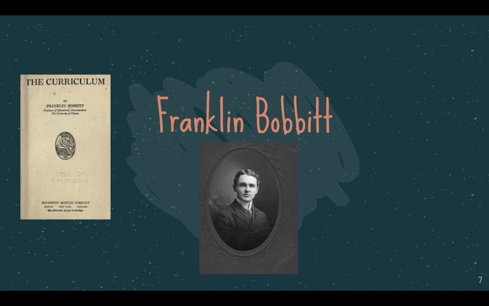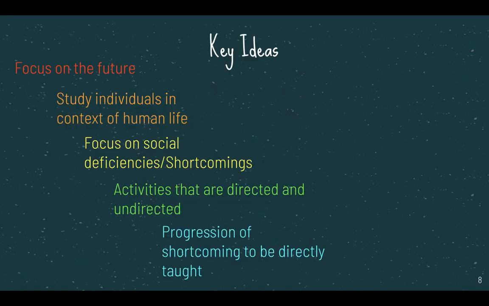So we have Franklin Bobbitt, who wrote a text called The Curriculum. And in his work, the key idea was that education be focused on the future. So as you're thinking about curriculums, you need to look at the present day conditions and what needs to happen, but thinking forward. So to do this, we study individuals in their natural context and try to ascribe meaning to what it is that we're noticing. The focus was on the social deficiencies or the shortcomings.